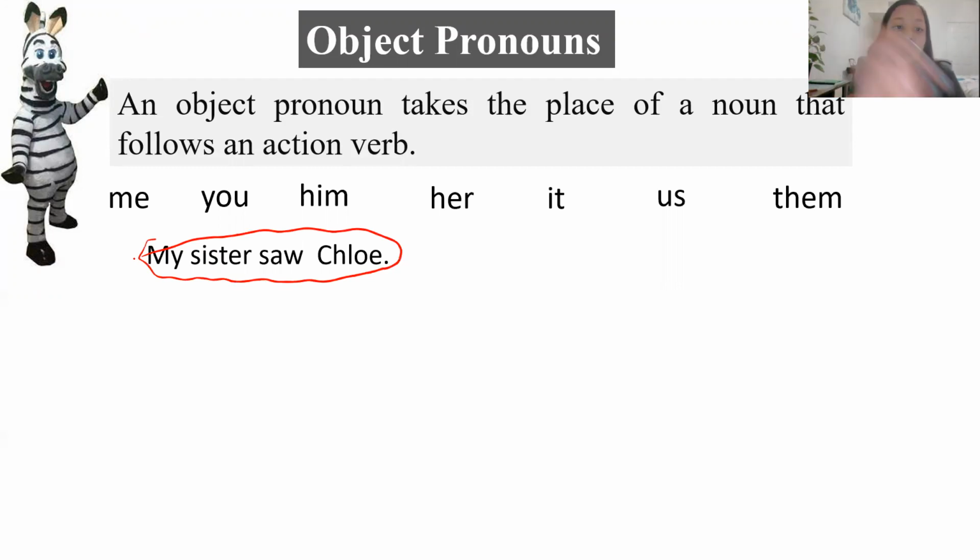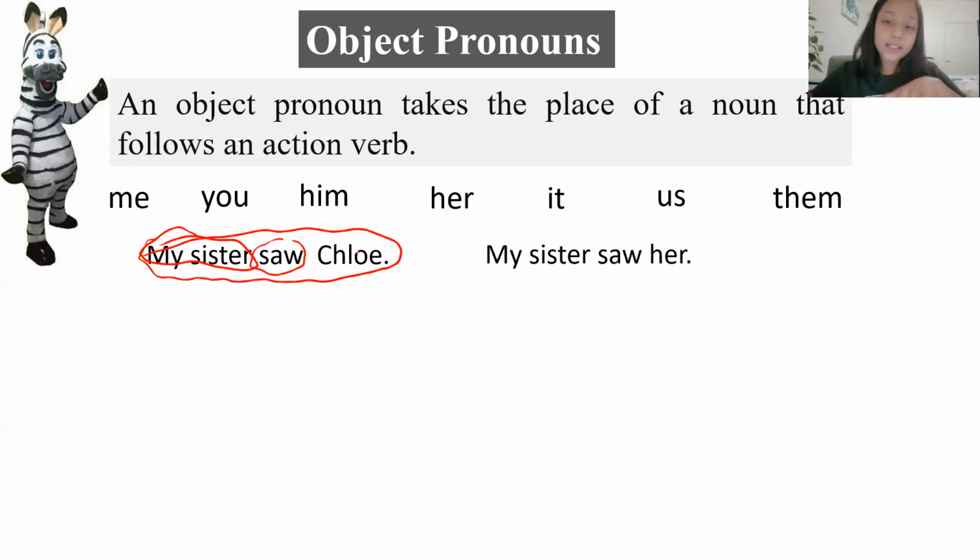So who saw Chloe? My sister. What was my sister doing? She saw Chloe. So my sister saw Chloe. That means Chloe must be the object because she's the one who received the action. So with an object pronoun, we have to replace the object with a pronoun, which is called the object pronoun. So what pronoun should we replace it with? That's correct. My sister saw her.